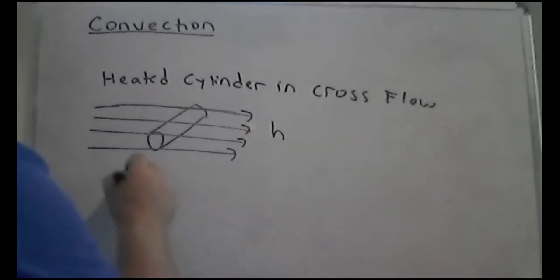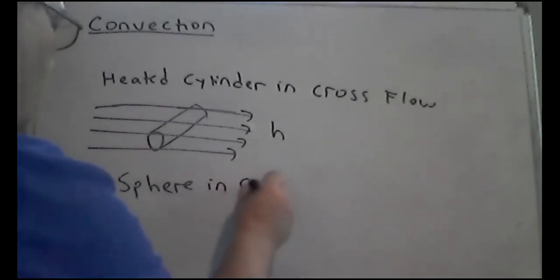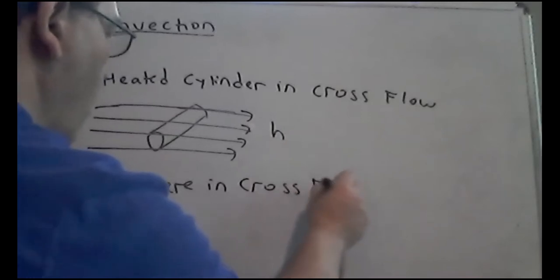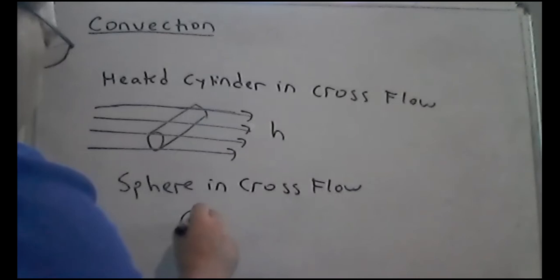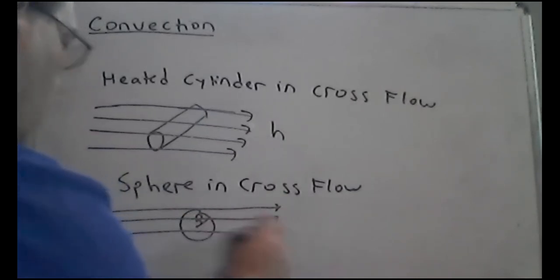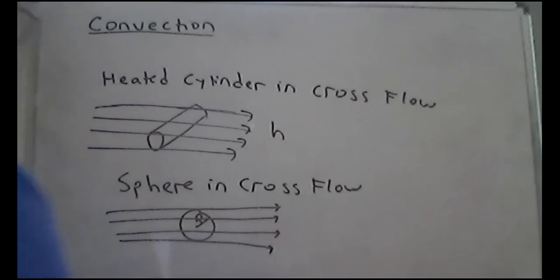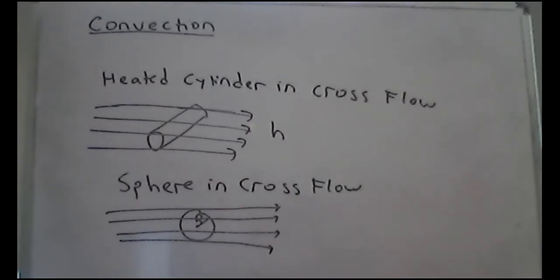Or you might have a sphere in cross flow. So you have a sphere, some radius, and again, you have cross flow, some sort of flowing fluid. And you, as a scientist, have to figure out, of all the different experiments and data that's out there, how you can best match up your experiment to one of the official ones that have been done. Or you might have to go off and do an experiment yourself.